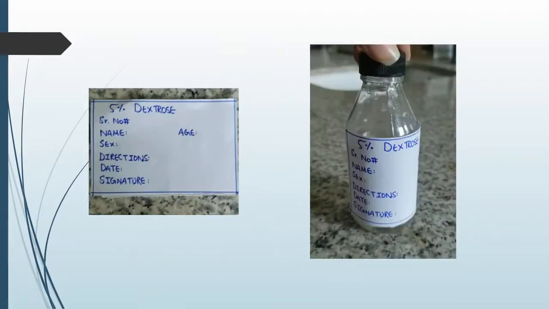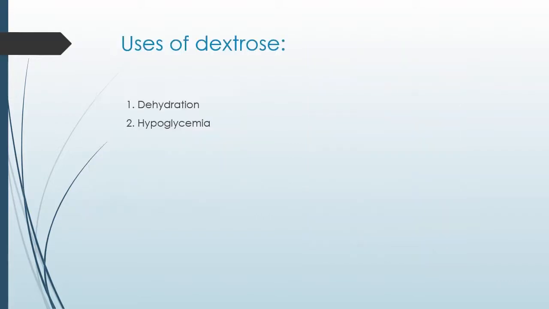You can see there are two pictures. One shows how to make label, which includes serial number, name, age, sex of the patient, direction of use, date and signature. And in second picture you can see we have pasted the label on the dispensing bottle. There are two uses of dextrose solution. We can give it in the case of dehydration and in hypoglycemia.